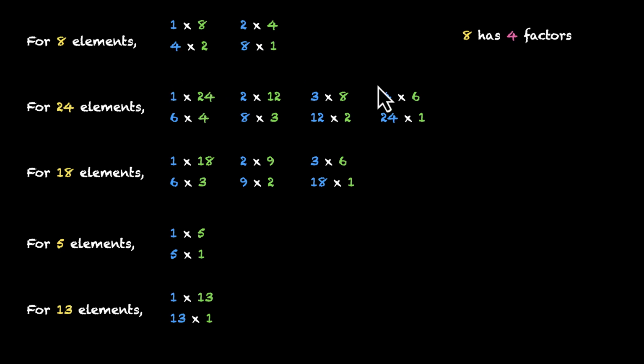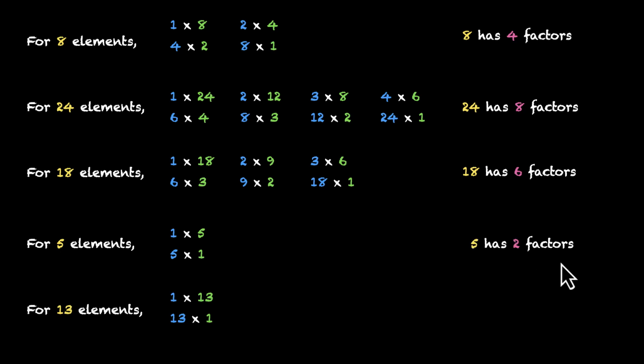24 has 8 factors: 1, 2, 3, 4, 6, 8, 12, and 24, which is what gives us 8 different possible orders. 18 has 6 factors, which means we have 6 possible orders. 5 and 13 are prime. The number of factors for 5 is 2, 1 and the number itself, that's 5. Same is the case for 13. So for these two, we only have 2 factors each, which means we only have 2 possible orders.